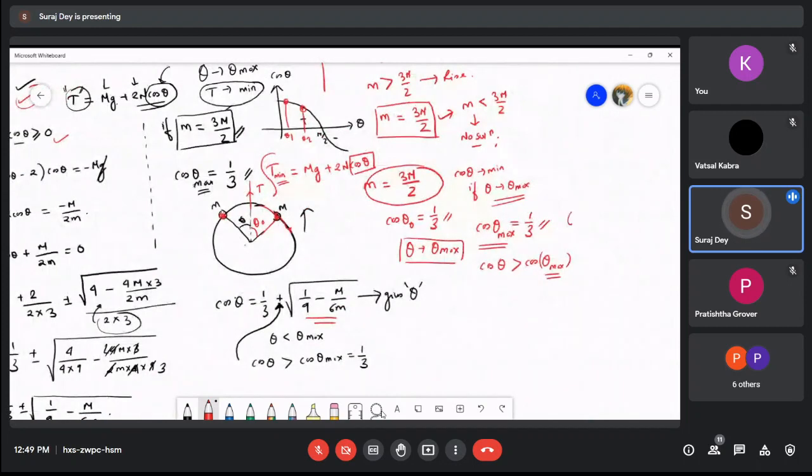This is true because any such theta should be less than theta max. And again, from this diagram, as you can see, if theta is less than theta max, then cos theta, for example, here theta 1 is less than theta 2, but cos theta 1 is greater than cos theta 2, right? So that means any such cos theta should be greater than cos theta at this maximum theta, and it should be greater than 1 by 3. And for cos theta to be greater than 1 by 3, I will choose the plus sign instead of the minus sign. Was this clear?